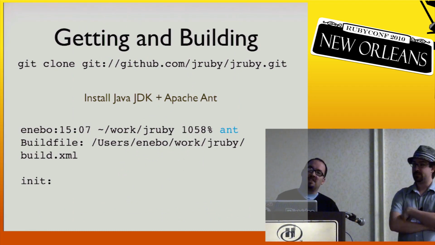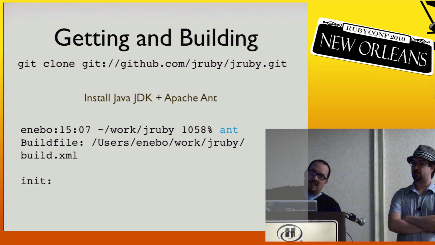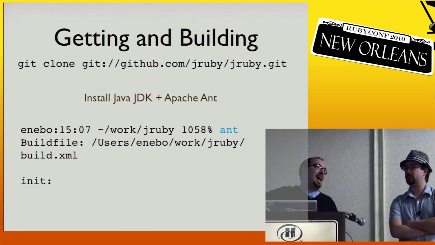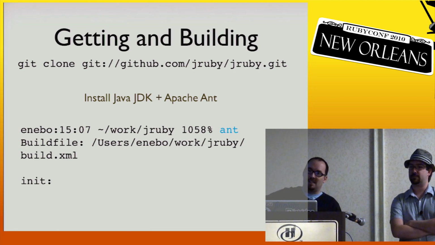If you're actually going to hack on JRuby, you need the source code. So we recommend getting it from GitHub. It's not our actual normative source for the source code, so it's like half a second out of date. But it's better for you to clone from GitHub so that you can fork it and send pull requests and stuff like that.